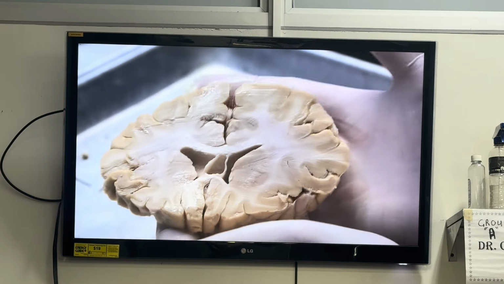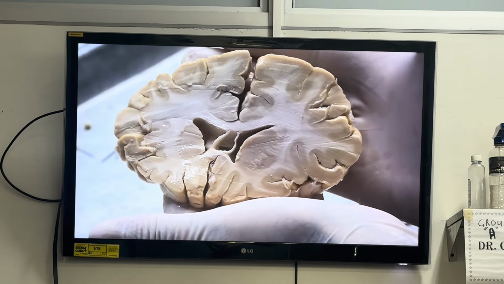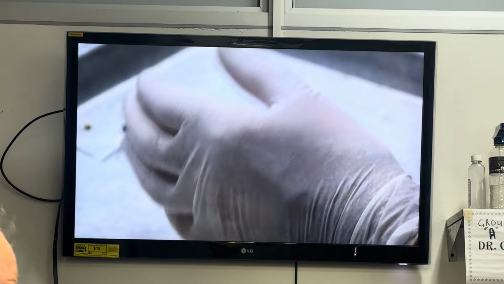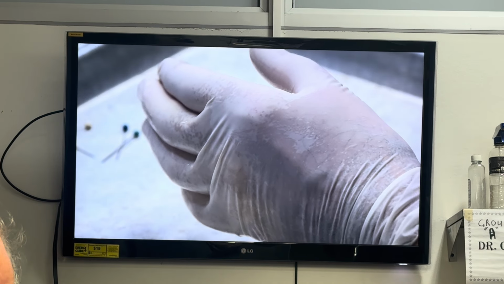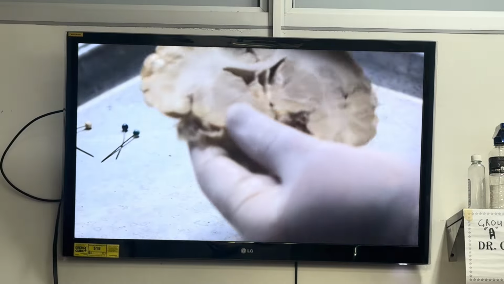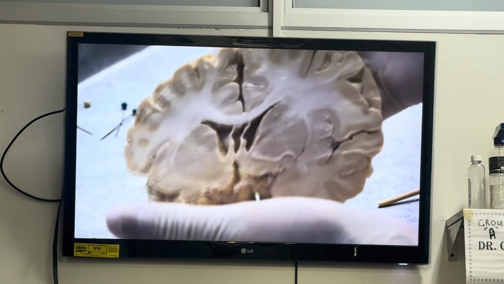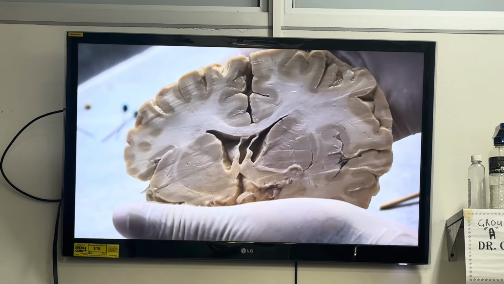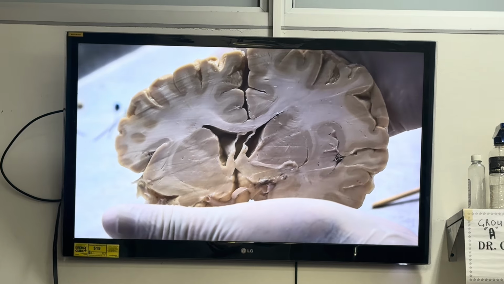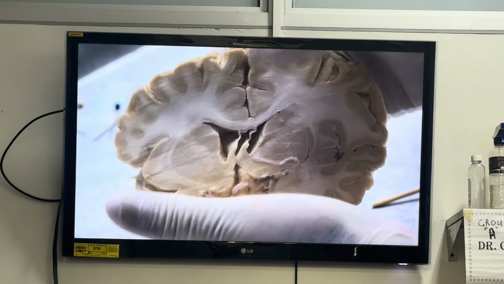So if we go a little bit more posteriorly, it's more or less the same. We still see the striation. So in this one we still have the striation. You see the head of the caudate is getting smaller.